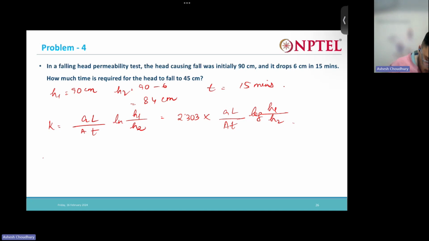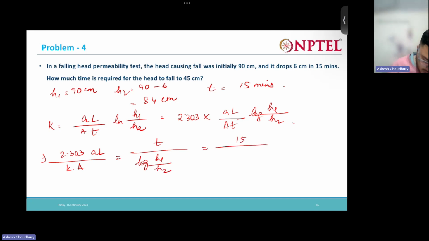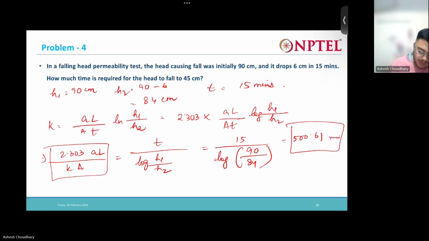So from here, we can write 2.303 AL by KA is nothing but T by log H1 by H2. We put the values, 15 by log 90 by 84. So this will come out as 500.61. Okay. Now this one you got, this constant value is equal to this.